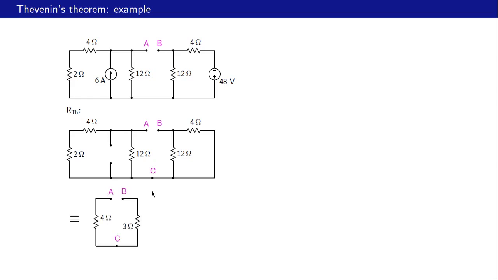And that is fairly straightforward to do. This 4 ohms and 2 ohms are in series, so therefore we have 6 ohms, and that combination comes in parallel with 12 ohms, and that entire combination is 4 ohms. On this side we have 4 ohms in parallel with 12 ohms, and that turns out to be 3 ohms. So altogether between A and B we have 4 ohms plus 3 ohms or 7 ohms, and that is our R Thevenin.